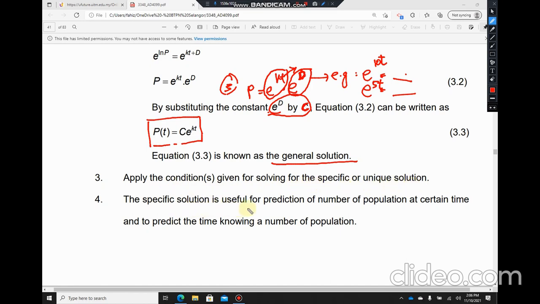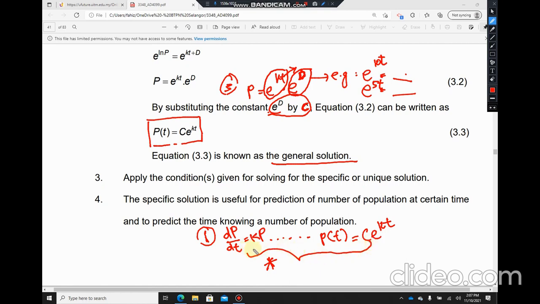The specific solution is useful for prediction of number of population at certain time and to predict the time knowing a number of population. Okay, so awak just follow step tadi daripada first, dP/dt equals Kp, until you get P(t) equals C e^KT. Yang paling mudah untuk chapter 3 ni sebab equation ni dia sentiasa tetap. Apa-apa soalan pun kalau population growth, awak just hafal step ni daripada dP/dt equals Kp, and then you separate, you integrate until you get this equation. Equation yang last ni lah yang kita akan solvekan untuk problem yang kita ada.